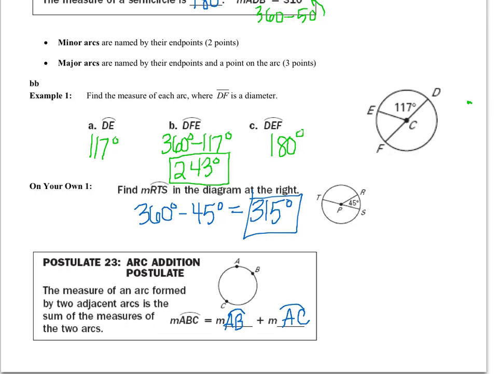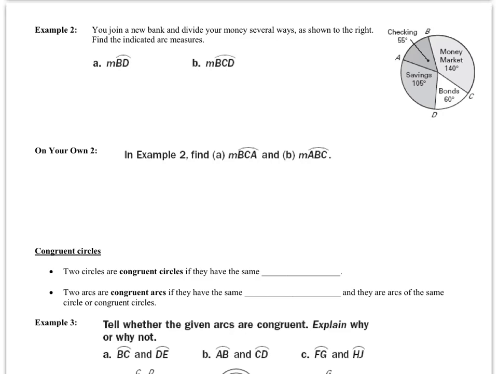And let's flip the page. So example 2, it says you join a new bank and divide your money several ways as shown to the right. Find the indicated arc measures. The first one wants the measure of arc BD. Now there's only two points, so we're not going to come around this way. That's a major arc. We're going to have to come this way. So we're going to say 55 degrees plus 105 degrees, and that gives me a total of 160 degrees.